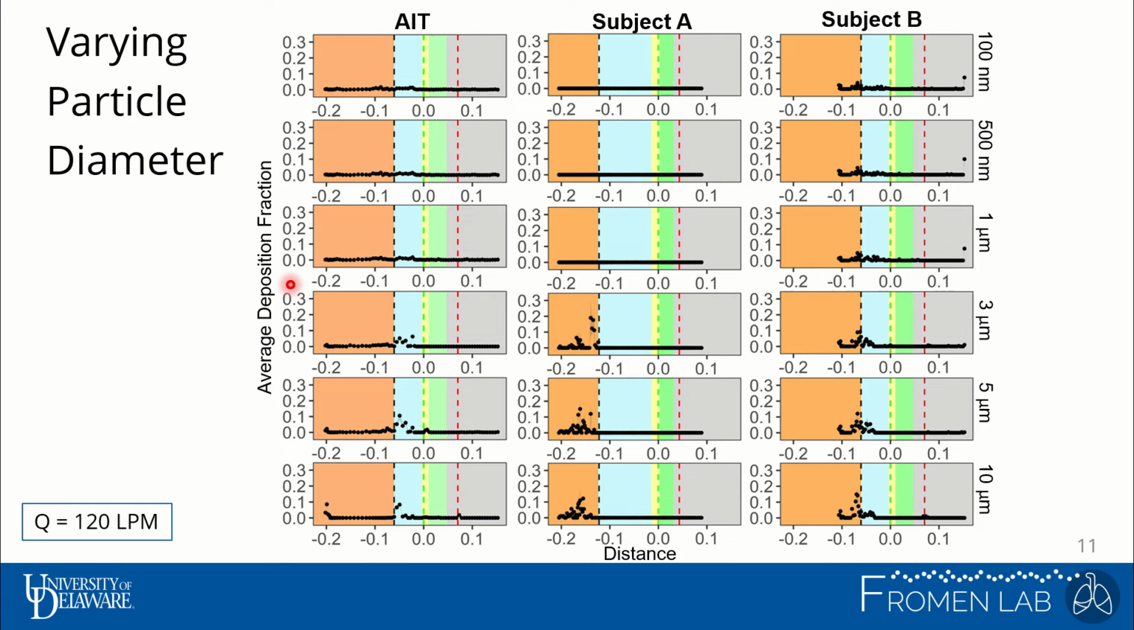So beginning with particle diameter, we quantified the deposition fraction along the center line for the 3 models, the Alberta idealized throat, subject A, and subject B, as we increased particles from 100 nanometers to 10 micrometers in diameter. And we found that there was significantly less deposition with smaller particles than with larger particles. And there was a noticeable difference between sizes 1 micron and 3 micron and greater. And this was true for all three models as well.